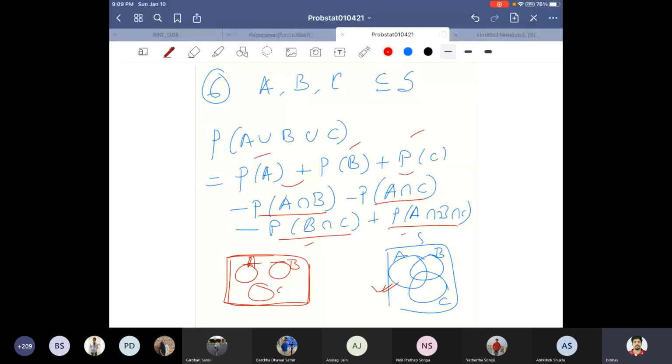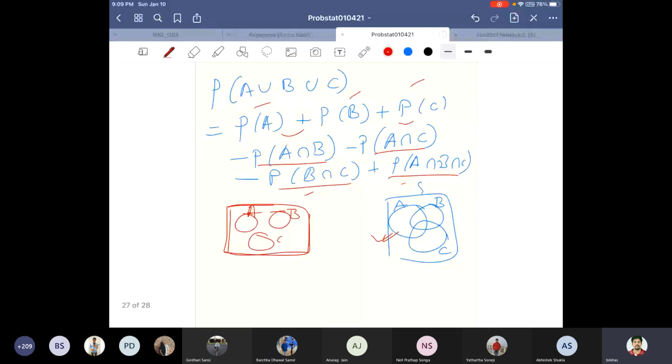Either one of these will happen, or two of them could. So if I just write that X belongs to A union B union C, what does it mean? This is an outcome, and this is a possible event. That means at least one of these events occurred.